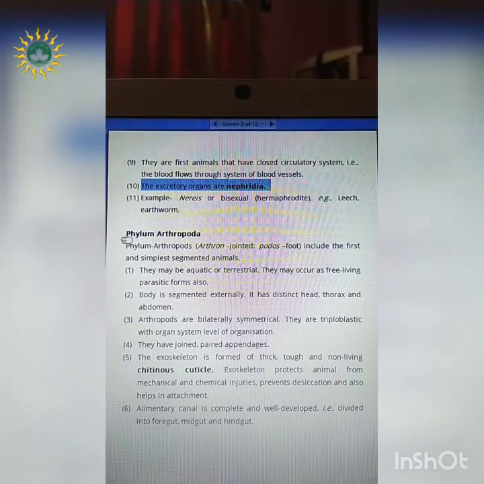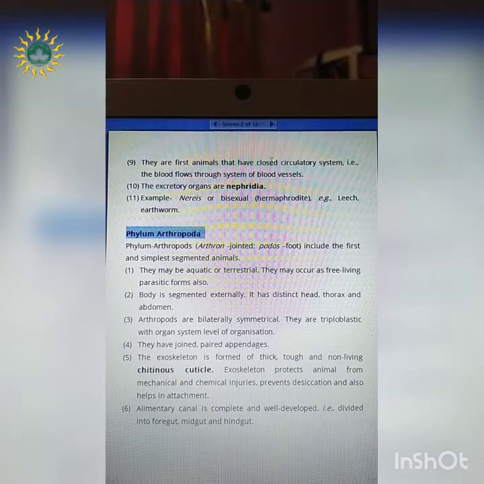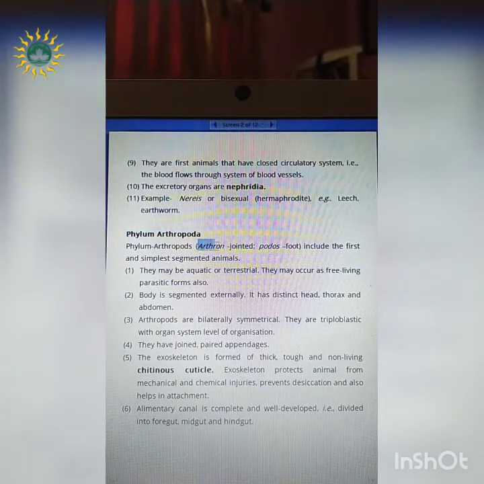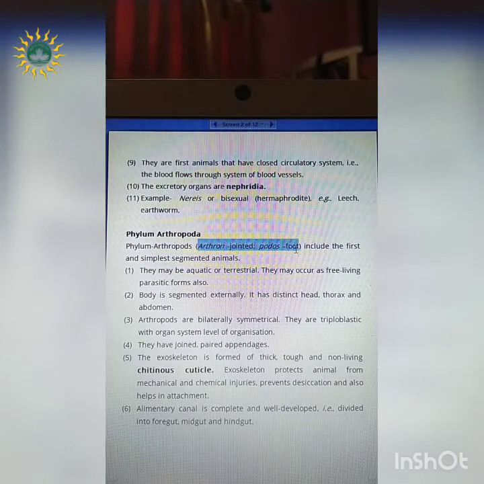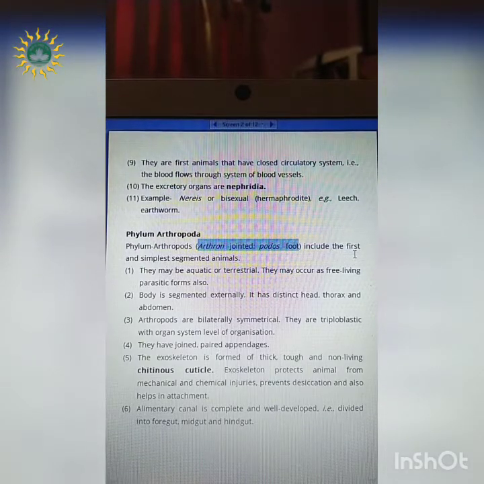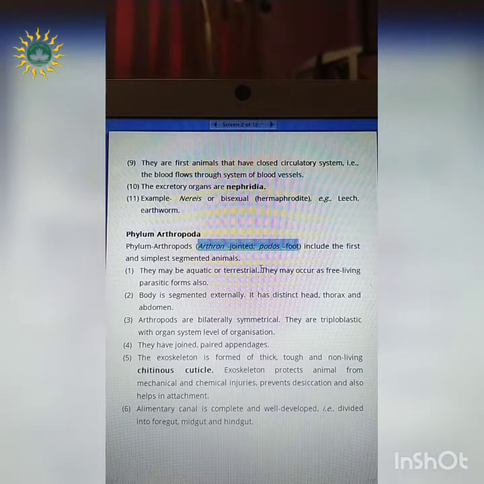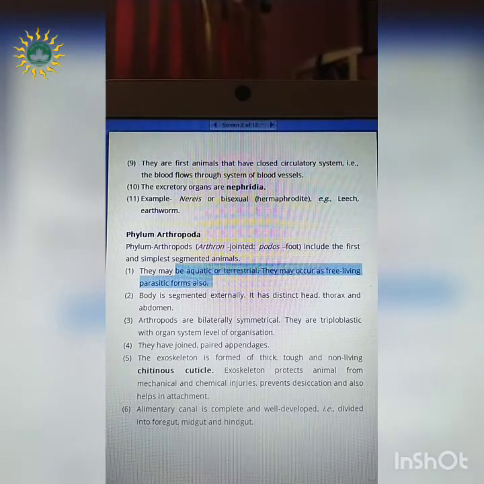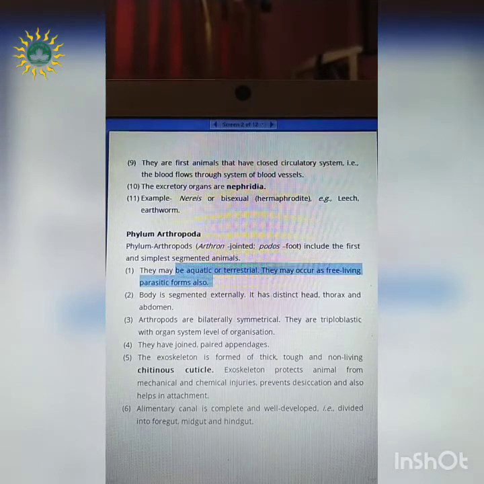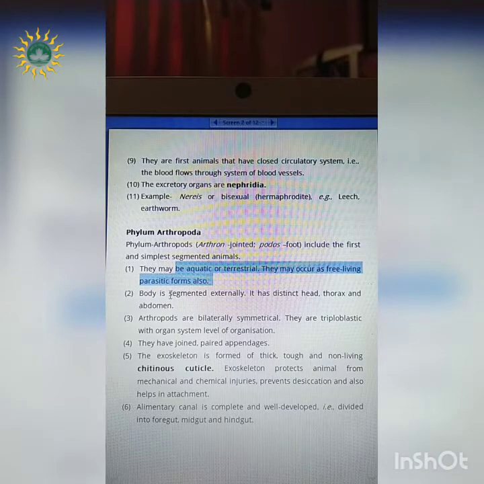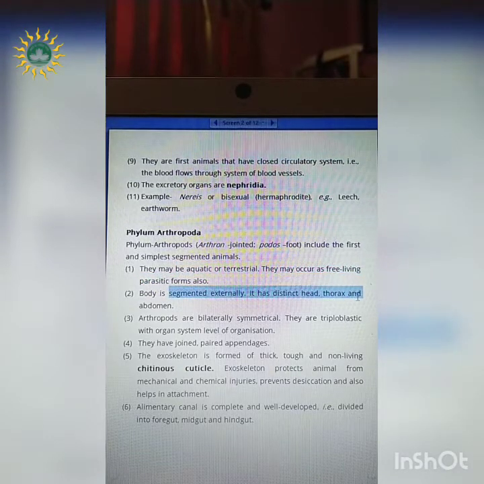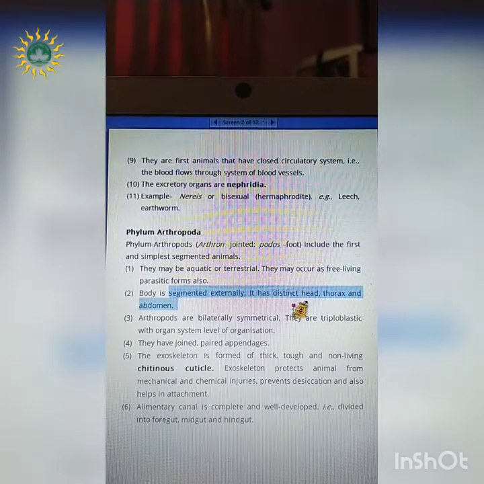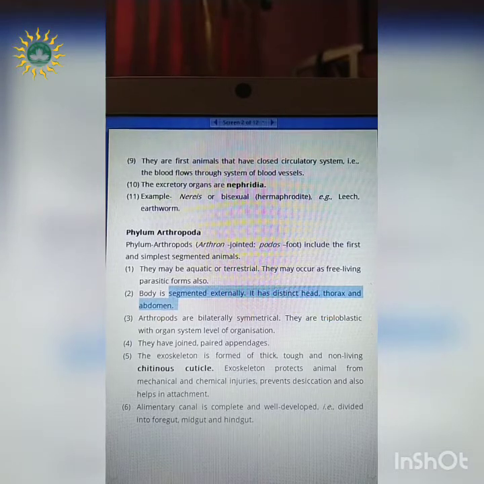The next phylum is Arthropoda. Firstly, the word meaning: arthron means jointed and podos means foot. So it includes the first simple segmented animals. These are the jointed-footed animals. Firstly, they may be aquatic or terrestrial. They may occur as free-living or parasitic forms also. Secondly, the body is segmented externally and it has distinct head, thorax and abdomen. So separate head, thorax and abdomen are present.